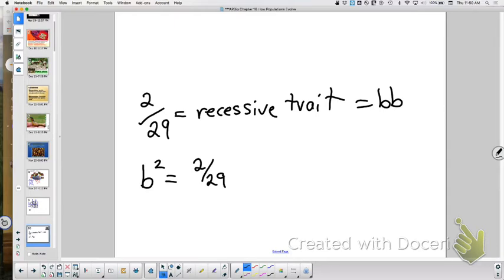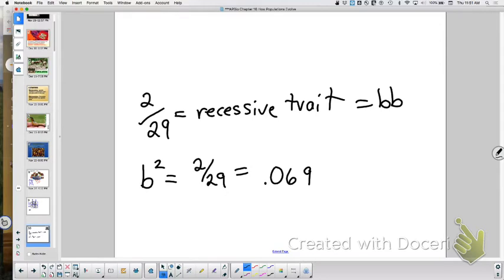So, take your calculator. What is 2 divided by 29? What is it? 0.06. Give me the next number. Okay, so let's just say 0.069. Are you okay with that? Such a small number here. Are you okay with that?